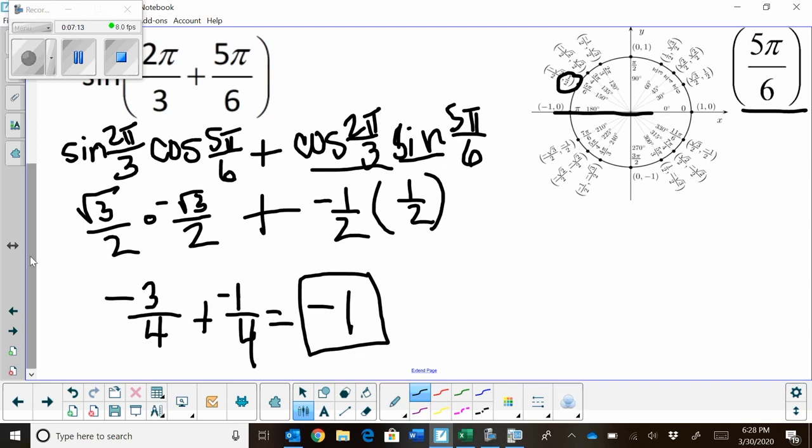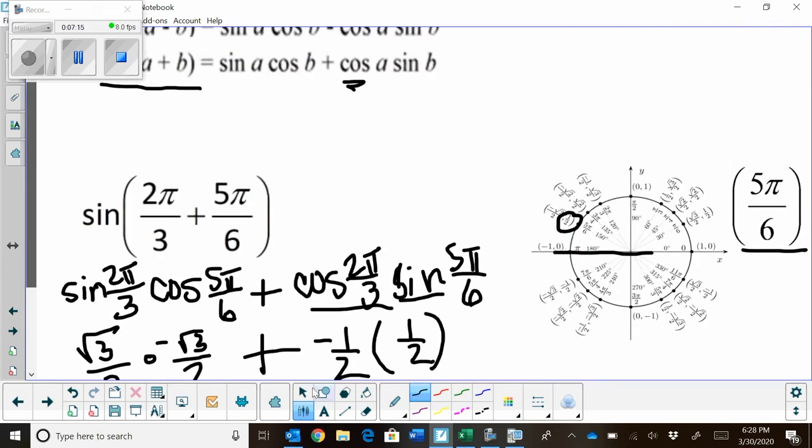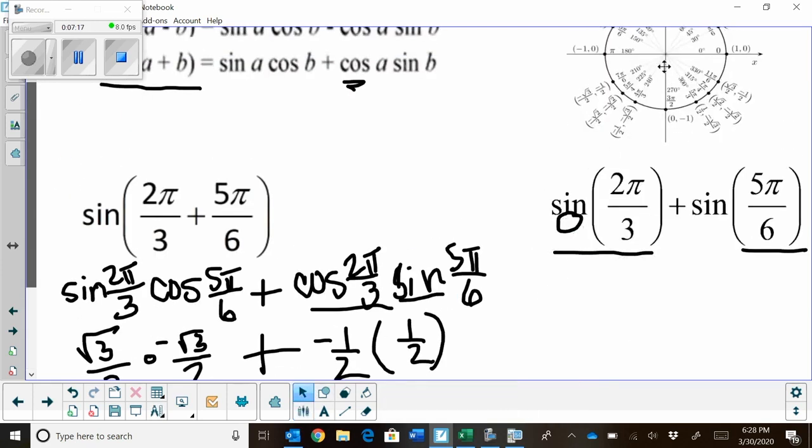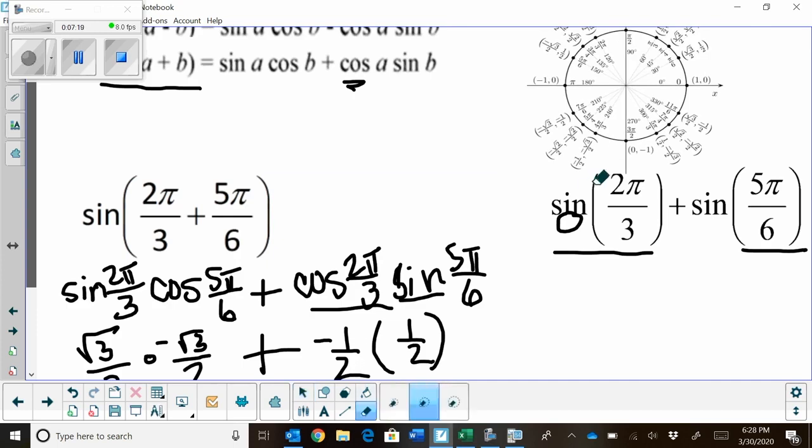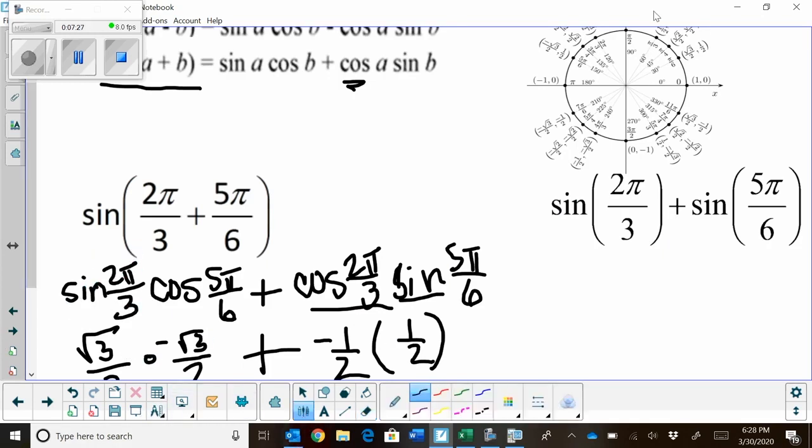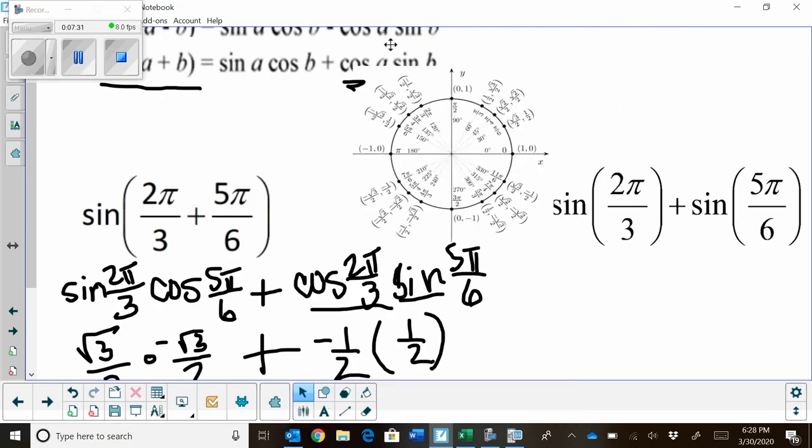Well, do we get the same thing if we evaluate as if we've distributed that in? Well, let's try it. Okay, so what's the sine of 2 pi thirds? Well, we actually used it over here. Okay, the sine of 2 pi thirds would be, and I'll try to slide this down so you can see it. The sine is root 3 over 2, which hopefully by now you have memorized anyway.